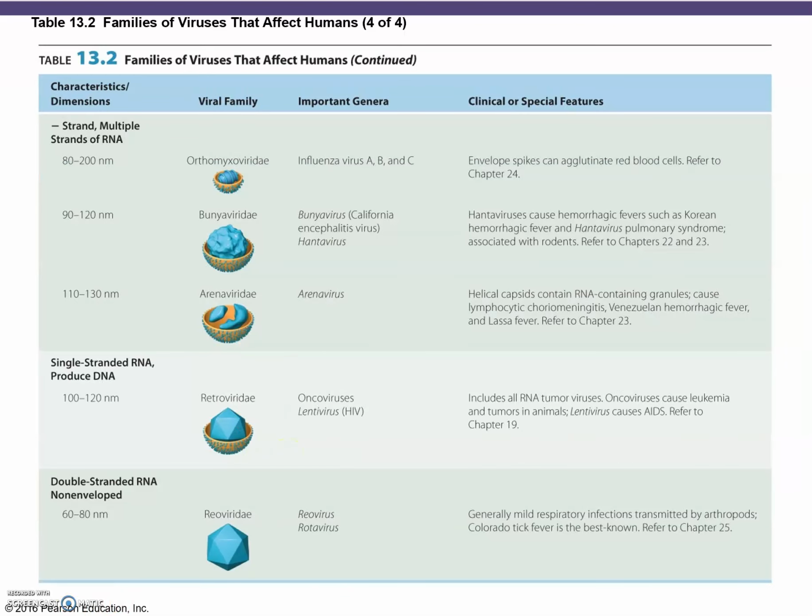So finally, here's our last page of important viruses. We have first the Orthomyxoviridae. In this category, we have the influenza virus A, B, and C. So we're going to have to check this one off here.